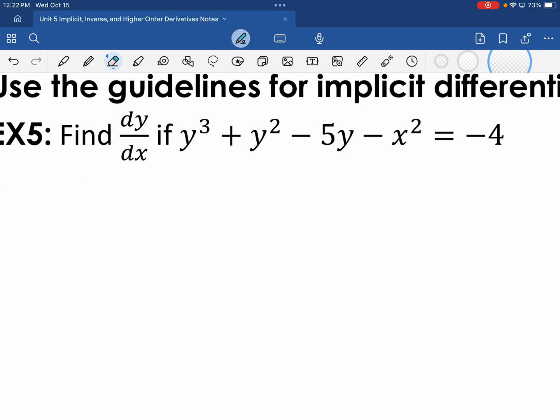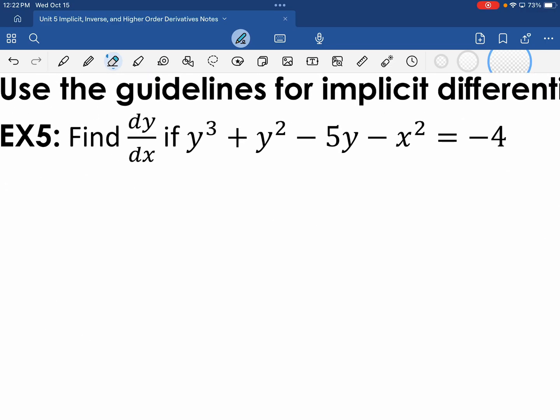All right, so let's look at example 5. So this is what your problems are going to look more like. You're going to have an equal sign, and your question's going to say find dy dx. So when it says find dy dx, that means find the derivative. Do you move the 4 over? Not yet.